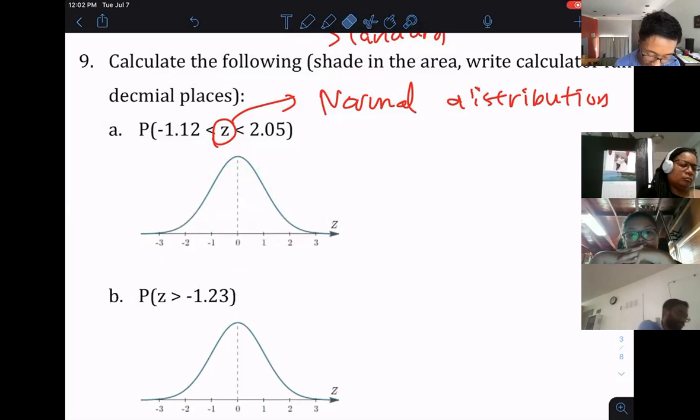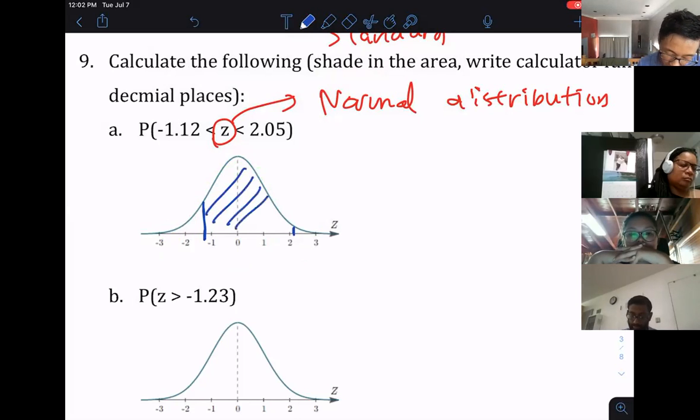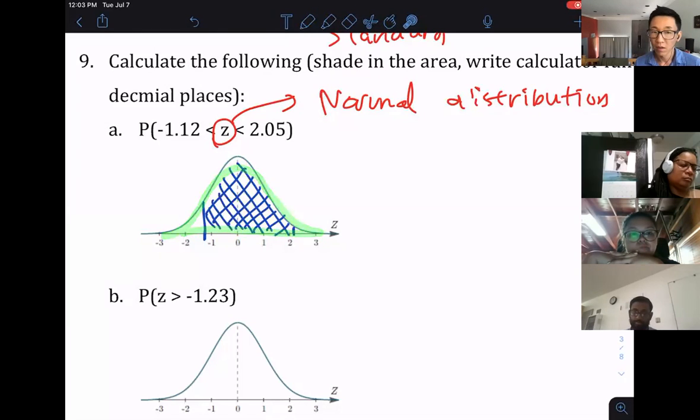Here, the question is asking for a z-score between -1.12, so somewhere here maybe, and 2.05, somewhere here. So they're looking for this area. Again, this is a probability distribution, so the entire thing is 100%. It looks like a pretty good amount, so my guess is maybe 70%, 80%, something like that. But we can precisely calculate it.